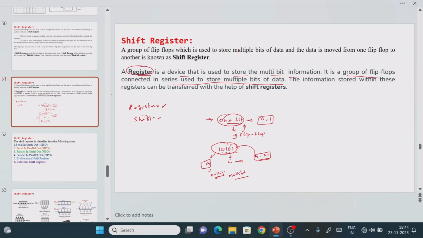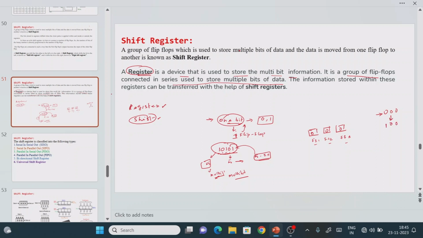Now we will see what is the meaning of shifting operation. Suppose I want to store 3-bit information. This is flip-flop 1, this is flip-flop 2, this is flip-flop 3. Let the initial data be 0 0 0. The data stored in the 3 flip-flops is 0 0 0. Later some requirement comes up, for example this data should be replaced with 1 0 0.